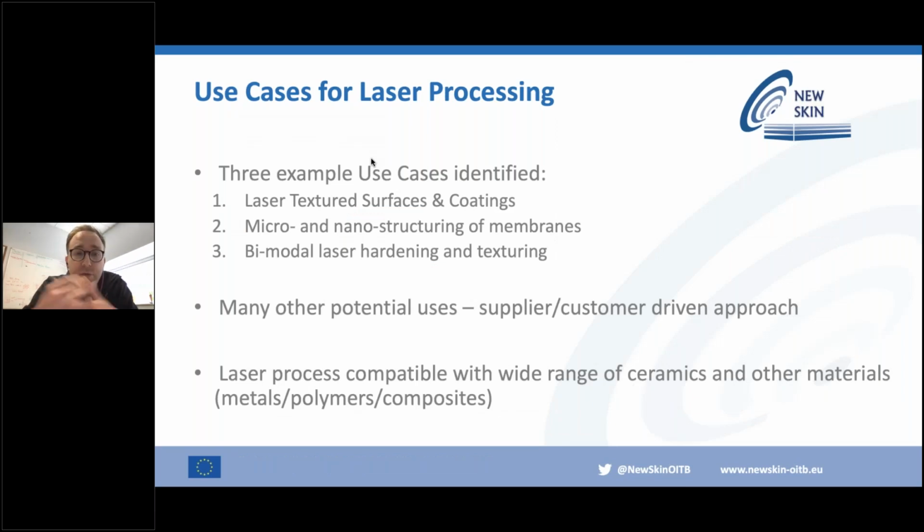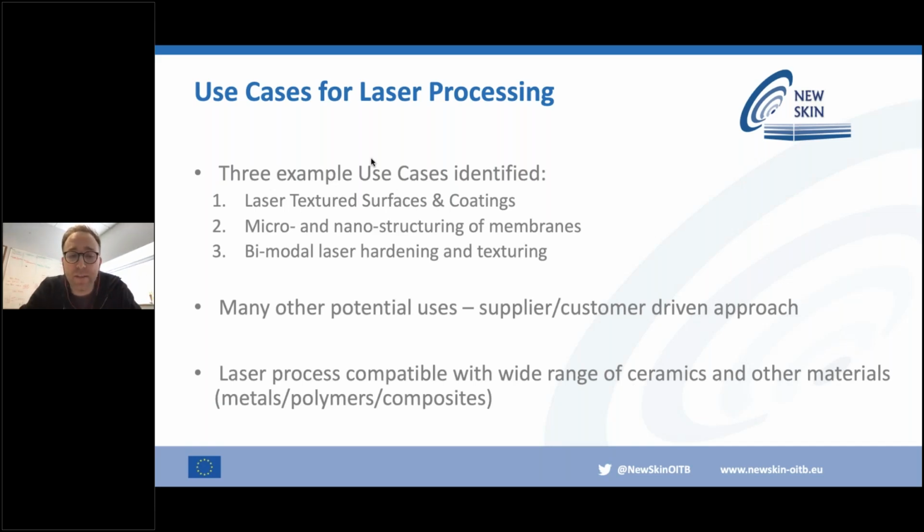In terms of the three use cases we've got as an exemplar for this system, we've looked at laser texturing of surfaces and surface coatings, micro and nanostructuring for membranes, ceramics and polymers for the filtration industry, and also bimodal laser processing, combining that laser hardening and surface texturing.